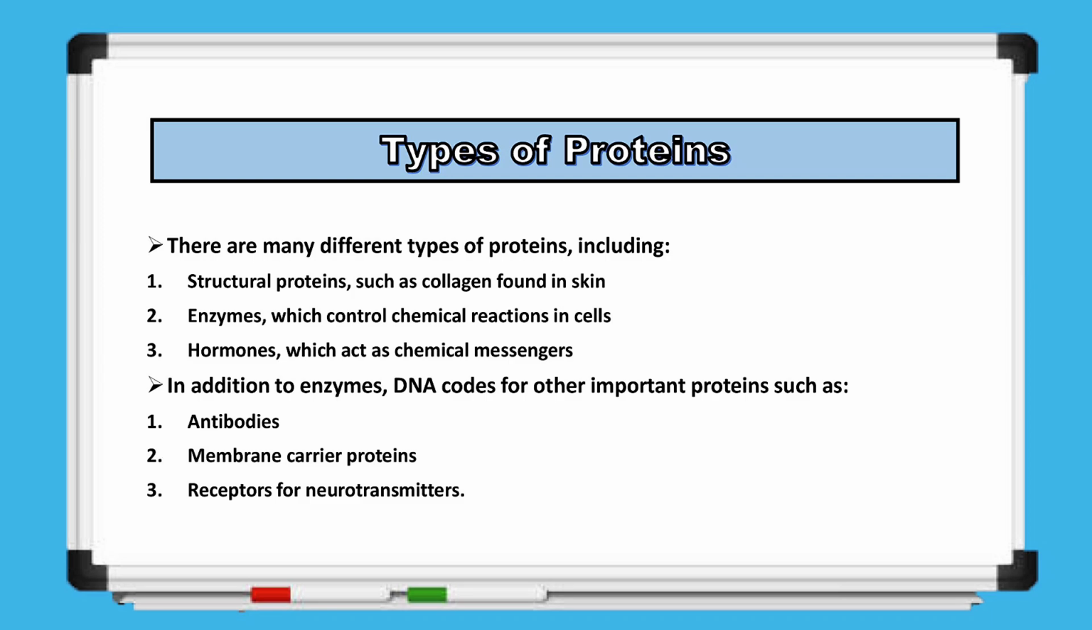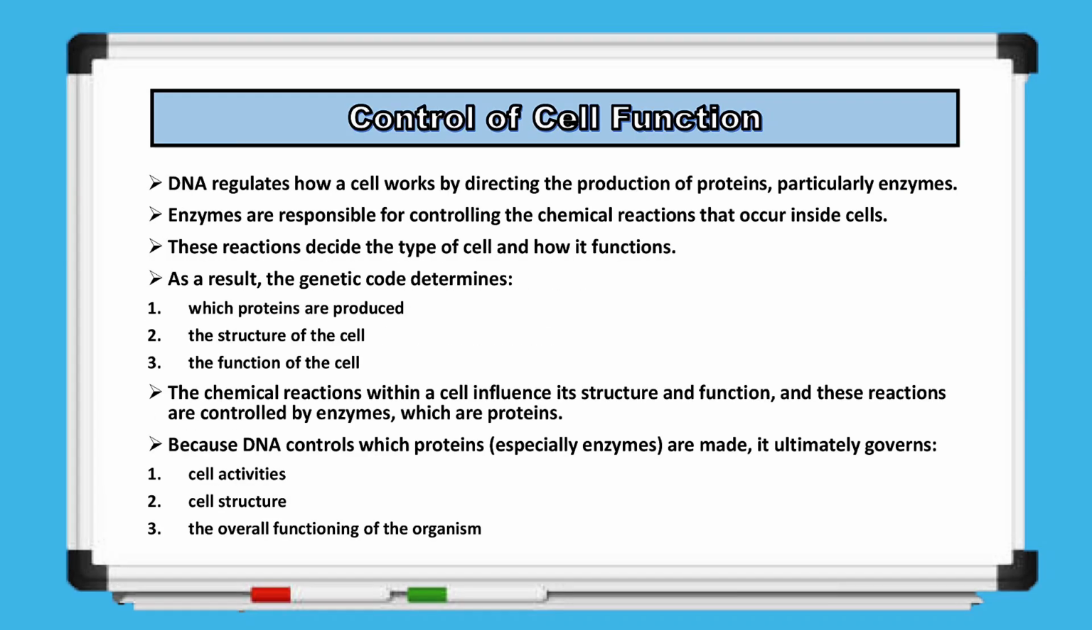In addition to enzymes, DNA also codes for several other important proteins. These include antibodies, which help defend the body against pathogens, membrane carrier proteins, which help move substances in and out of cells, and receptors for neurotransmitters, which allow cells to receive and respond to signals. So, it is confirmed that DNA controls the function of a cell.